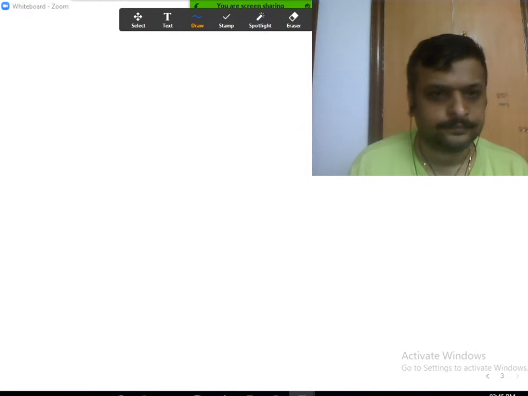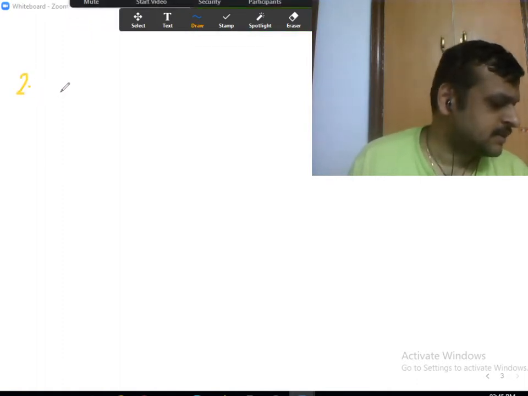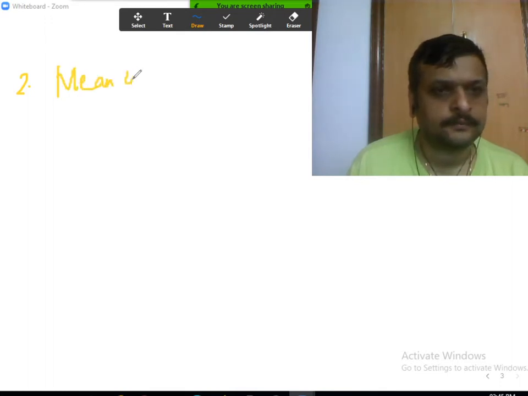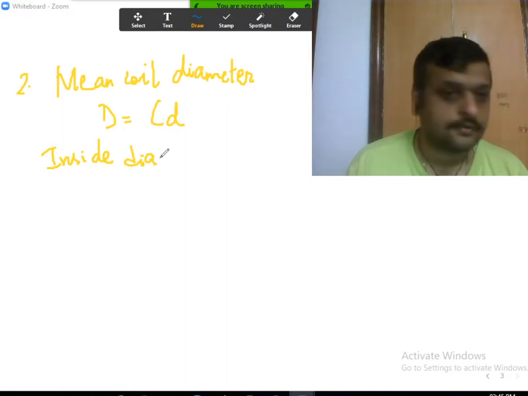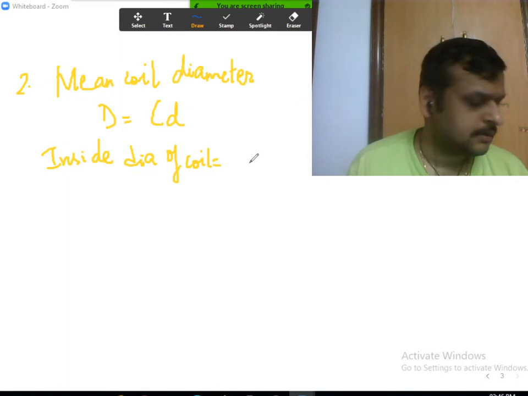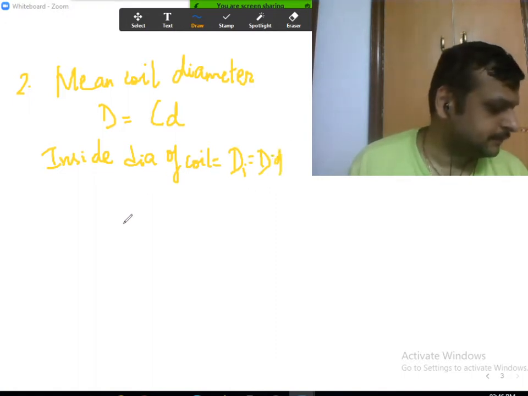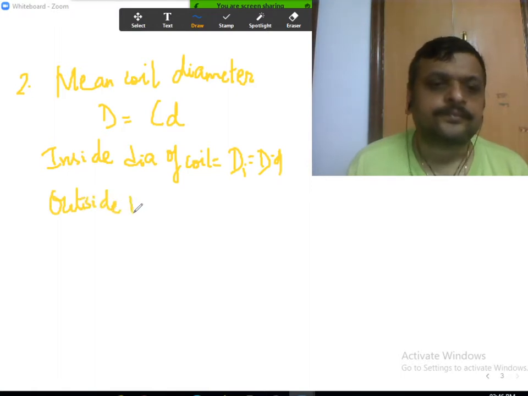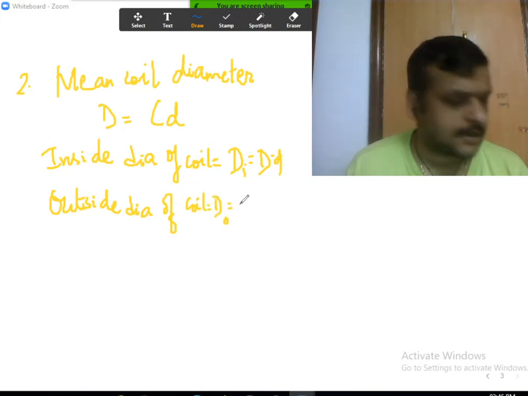Next, second step is mean coil dia. That is capital D equals C into d. Inside dia of coil, Di equals capital D minus d. Similarly, outside dia of coil, capital D O equals capital D plus d.